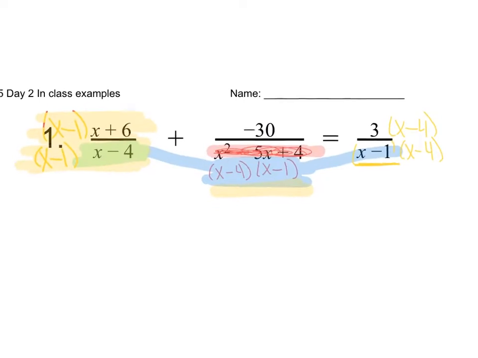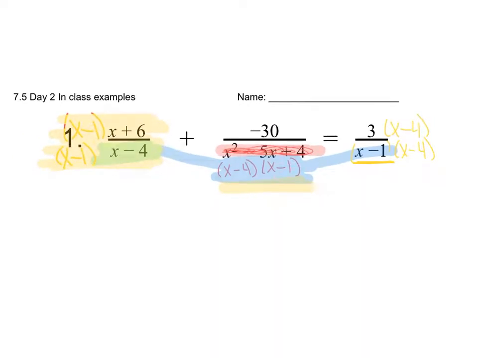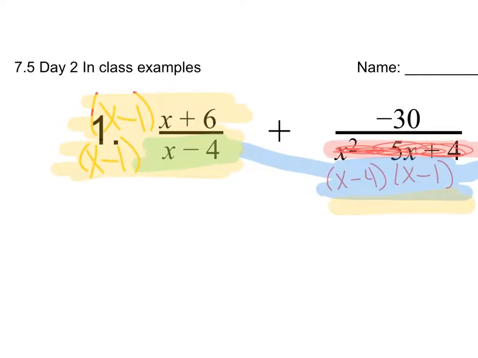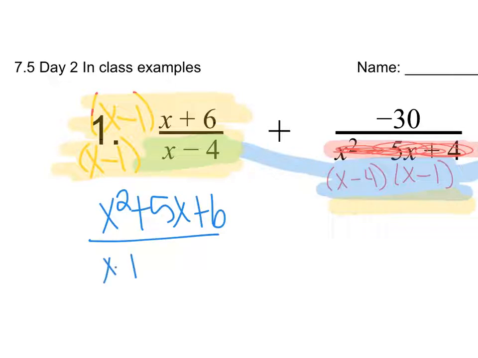So now everything in the denominator has an x minus 1 and an x minus 4. So let's go ahead and finish out each term. Here on the far left, I've got x minus 1 times x plus 6. When I FOIL that out, I get x squared plus 6x minus 1x is plus 5x, and then negative 1 times 6 is plus 6. And I have x minus 1 and x minus 4 in the denominator.